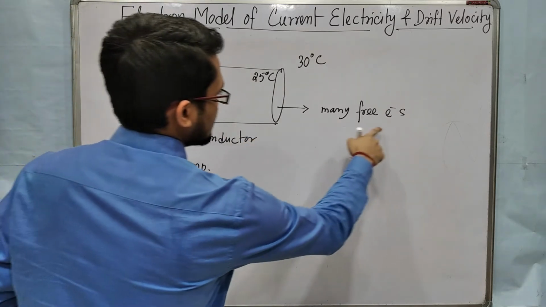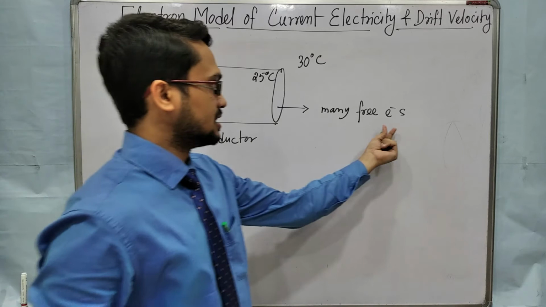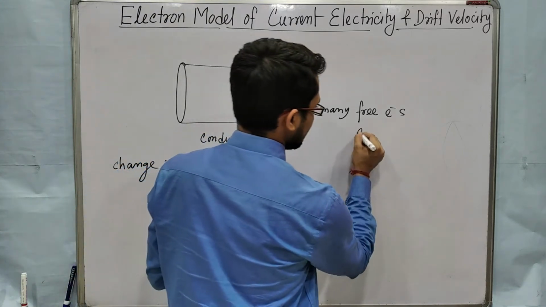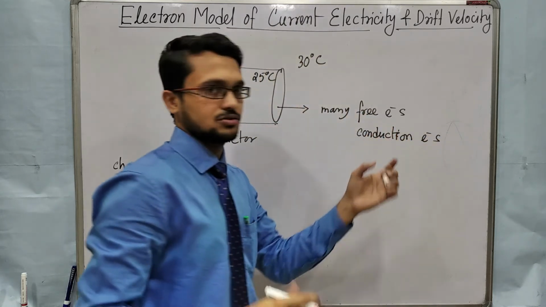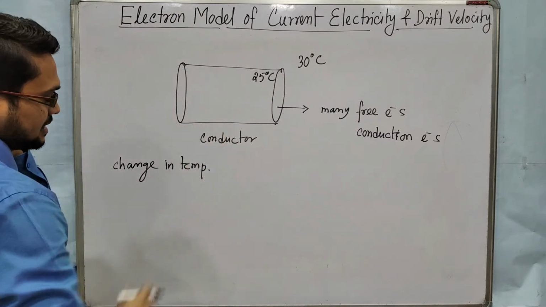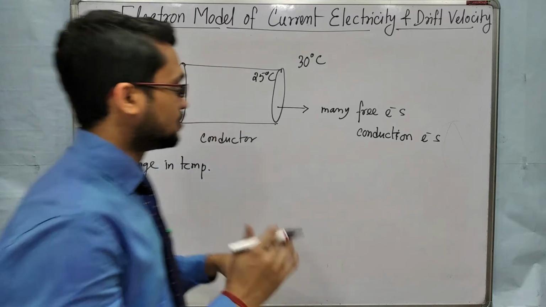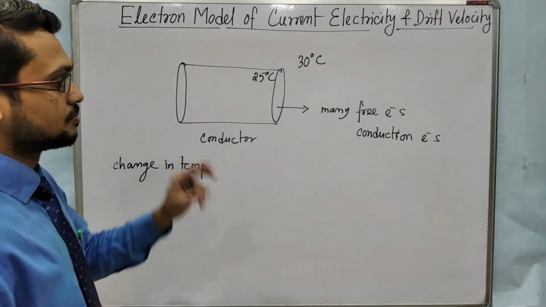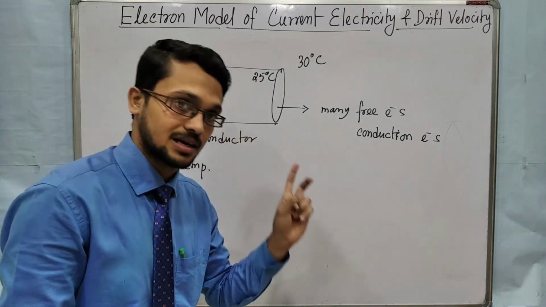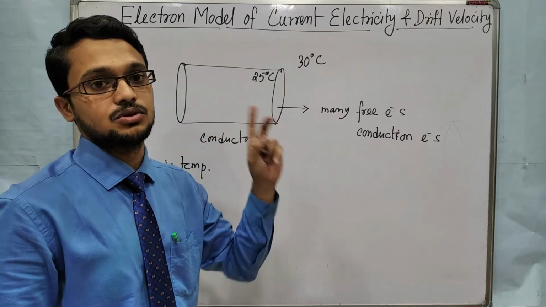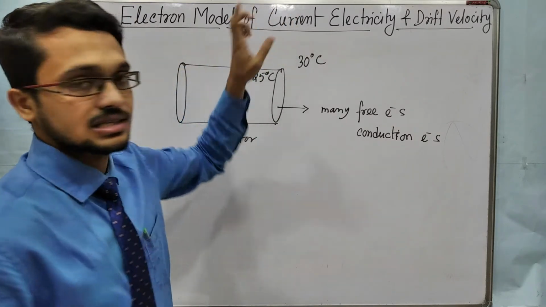So whenever there is no electric field and no battery, these electrons, called free electrons, or you can call them conduction electrons because due to these electrons we get current, will move due to temperature difference. When they move, the velocity of those electrons is called thermal velocity, because that velocity is due to the temperature of this conductor, or the temperature difference between this conductor and the surrounding.